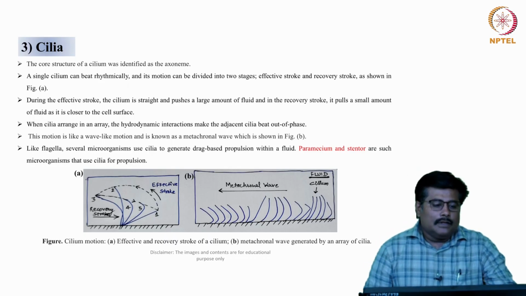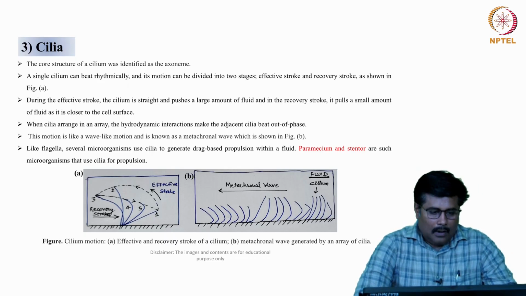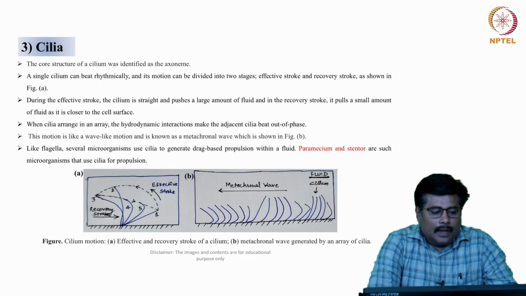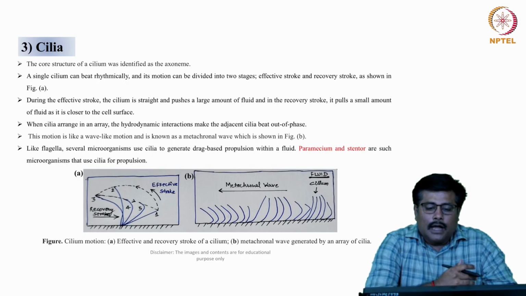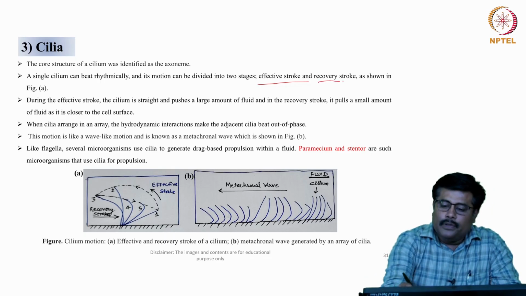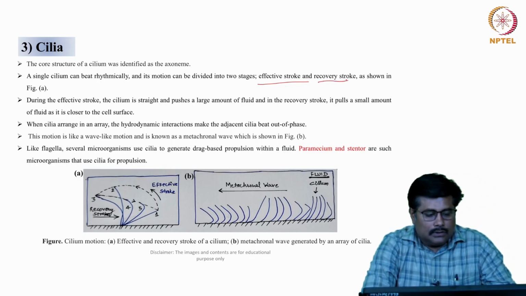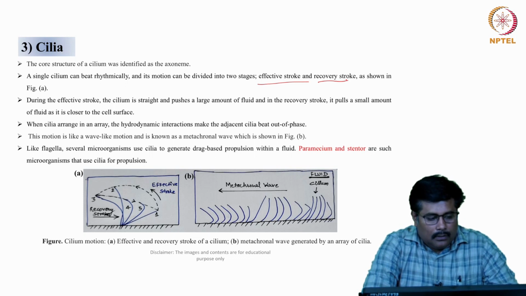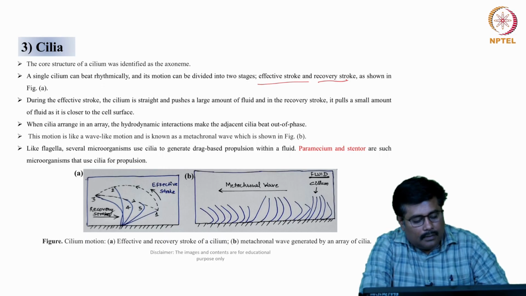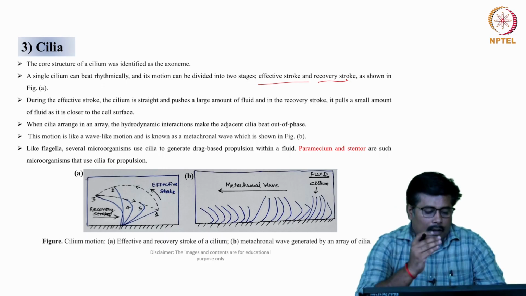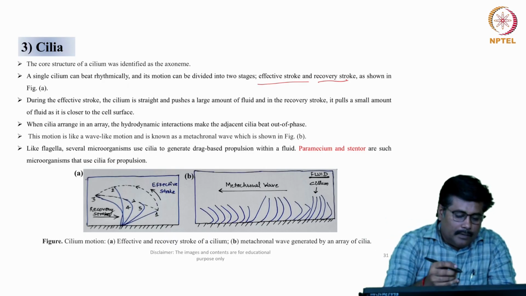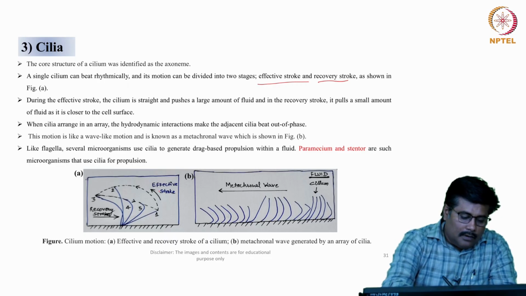As far as the cilia based structure is concerned, the core structure of the cilium was identified as the axoneme. The single cilium can beat rhythmically and its motion can be divided into two stages. One we call the effective stroke stage, and the other we call the recovery stroke stage. When we look into the cilium motion, we have an effective and a recovery stroke, where we have seen a kind of whip arrangement. This whip arrangement will have 3-4 different nodes.